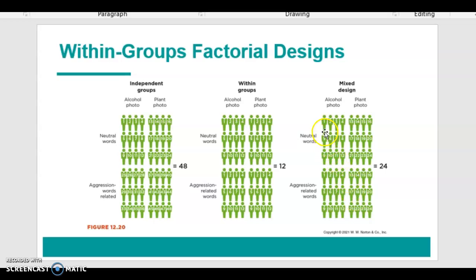And so our between subjects or between groups is right here, this neutral and alcohol and neutral and plant. Our within, so they're measured more than once, is neutral words and alcohol, and then aggressive words and alcohol, neutral words and plant, and aggressive words and plant. So we can take these as a whole. First right here they're measured, and then second with our aggressive and plant photo.